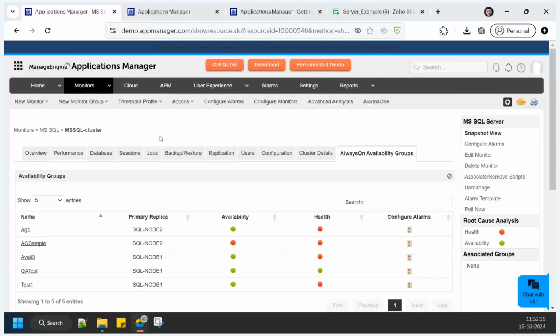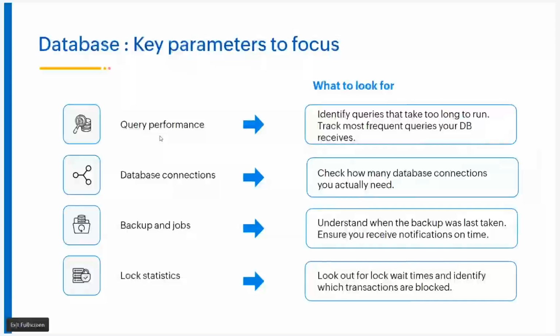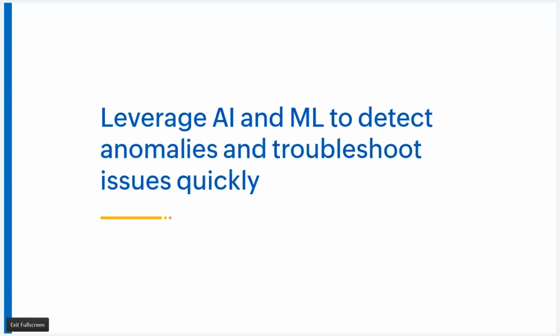And once these are being captured, the next topic we'll be discussing is the threshold and anomalies. In the next topic, we'll be discussing how AI and ML based anomalies will help us to troubleshoot the issue quickly.